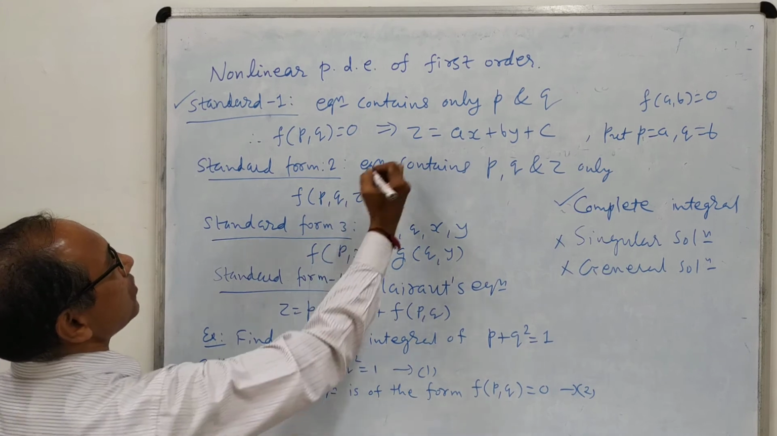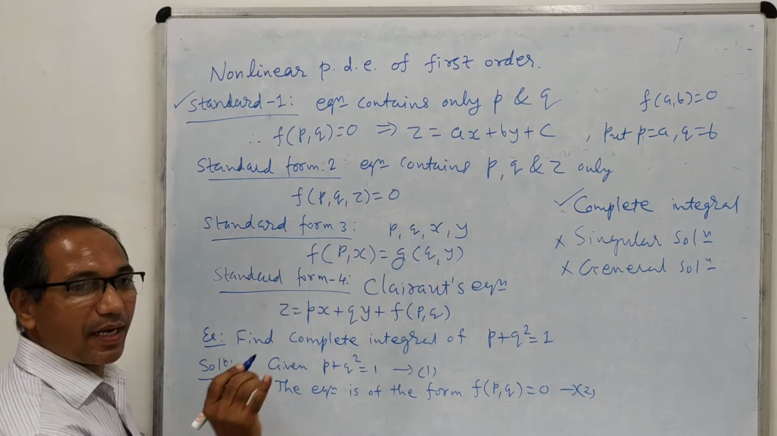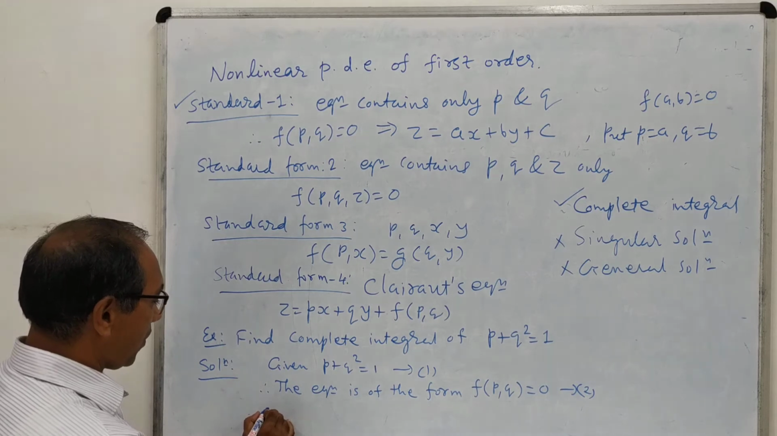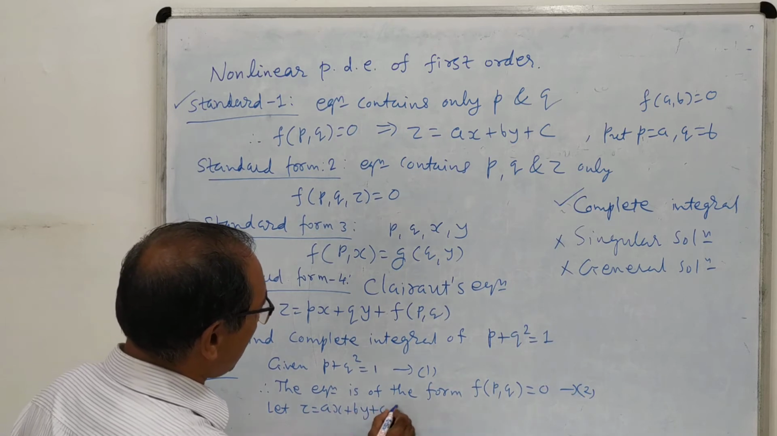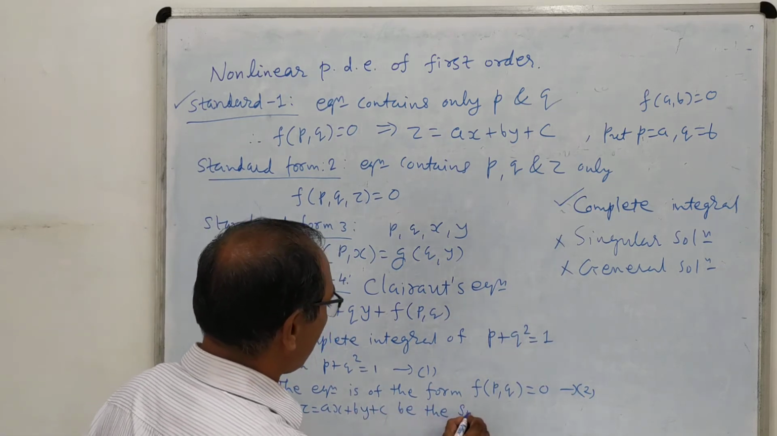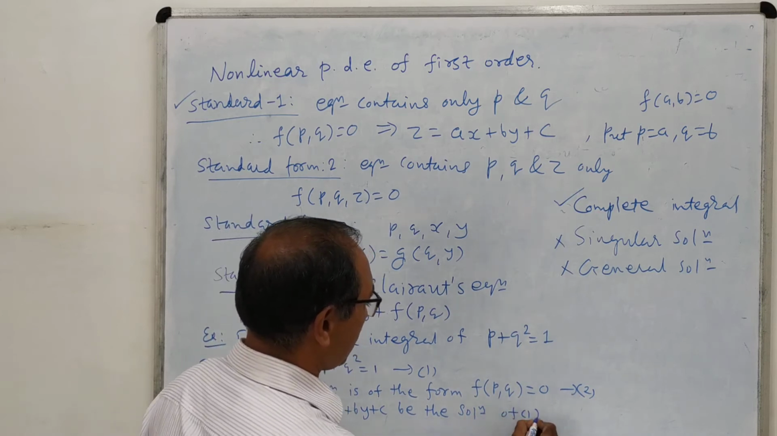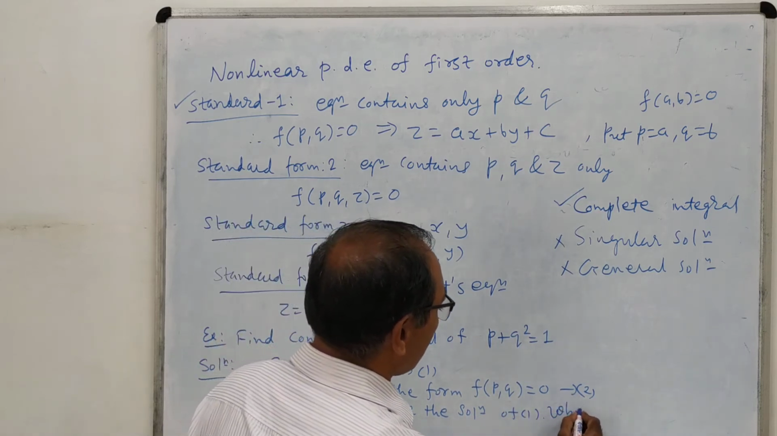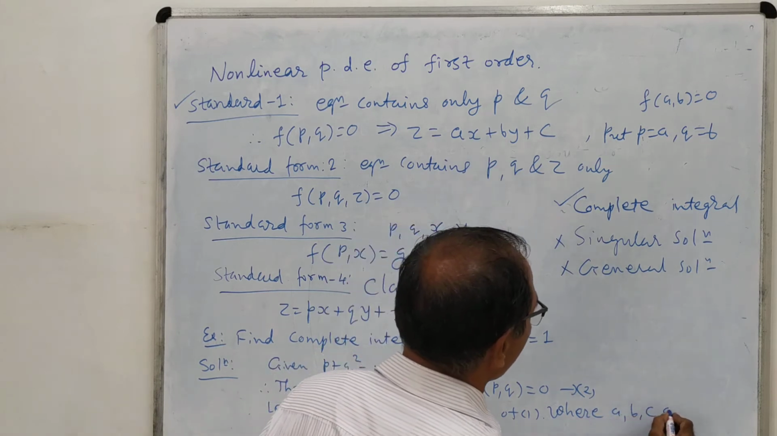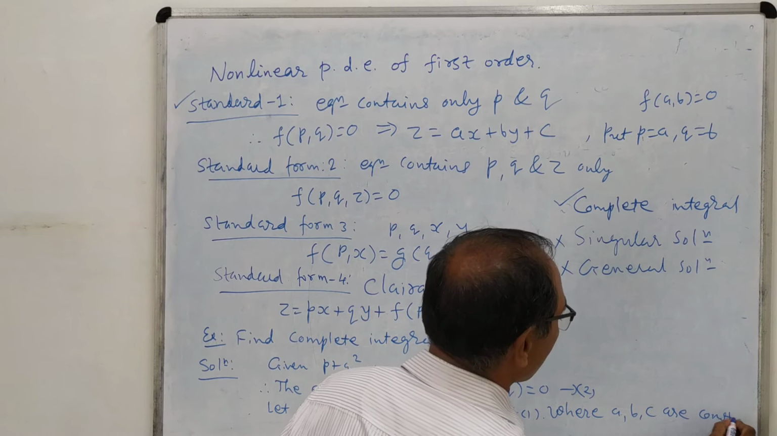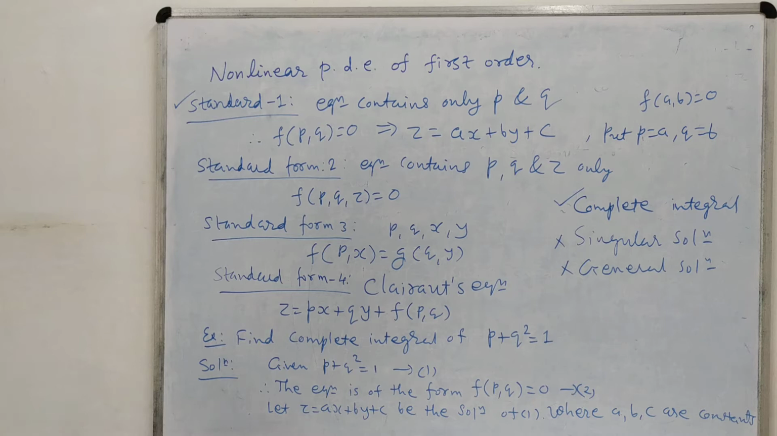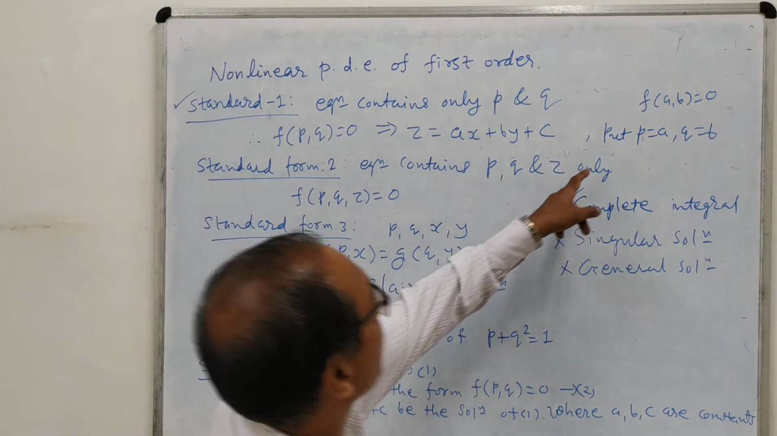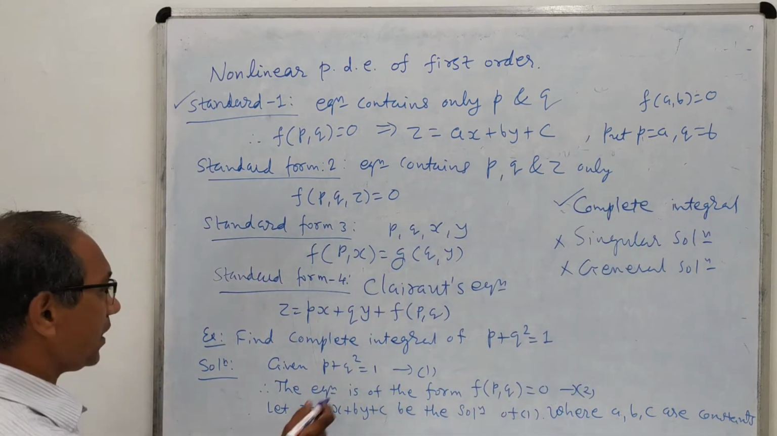Now this is the equation, so we will start with the solution directly. This you will have to remember, and it is very easy to remember. Therefore let z equal ax plus by plus c be the solution of equation 1, where a, b, c are arbitrary constants. Then, as per the procedure I told you, put p equal to a and q equal to b in equation number 1.